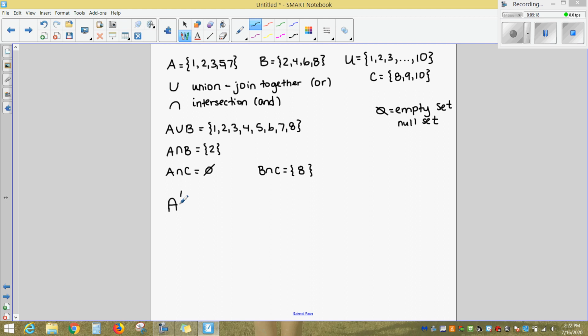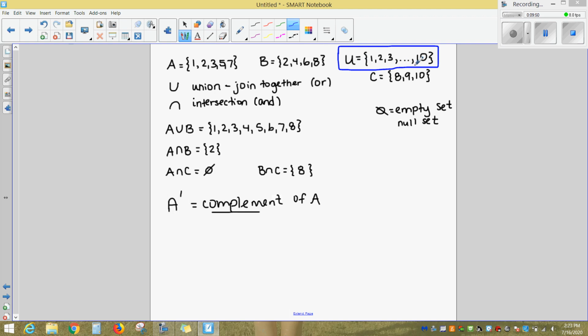If we put a little hash above our set, A prime or B prime or C prime, this means the complement of A. If you're going to find the complement of a set, then you have to be given a universal set to start with. That's why I came back and I renamed this U. Your author will give you your U in the problems when you're asked to do some of these things.